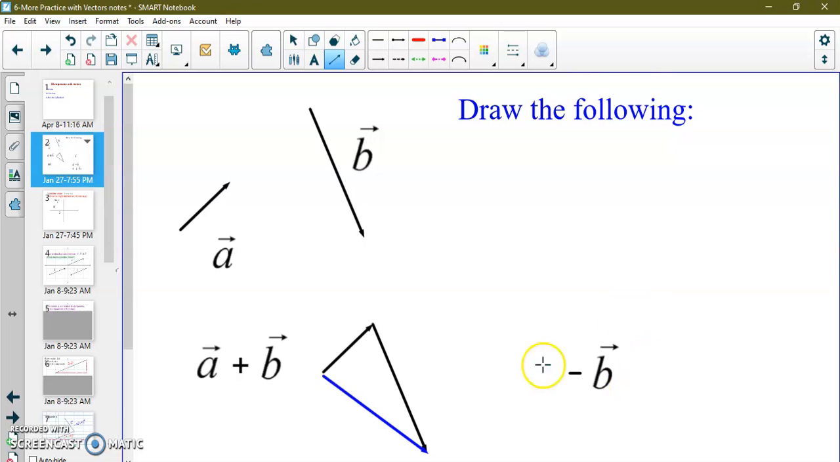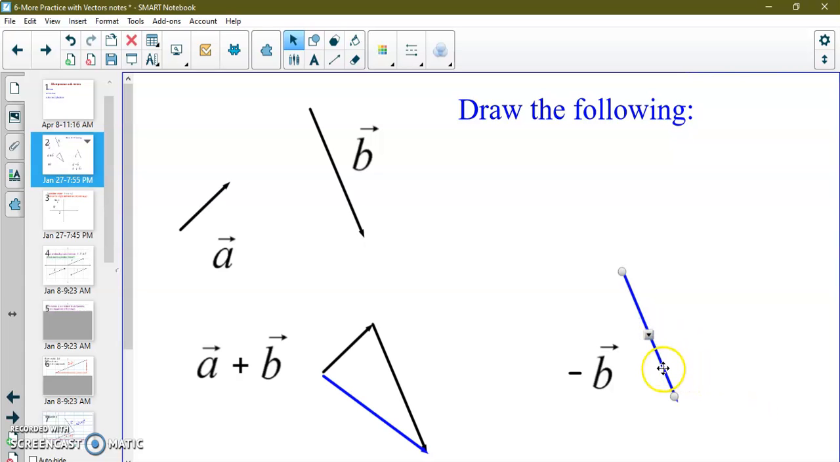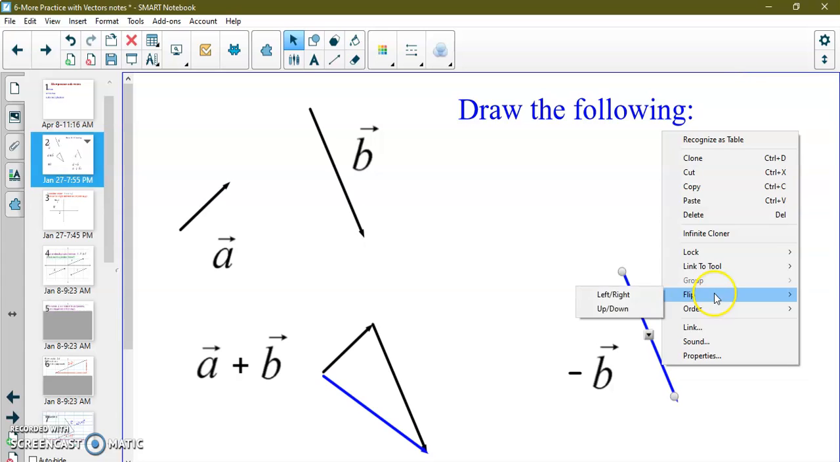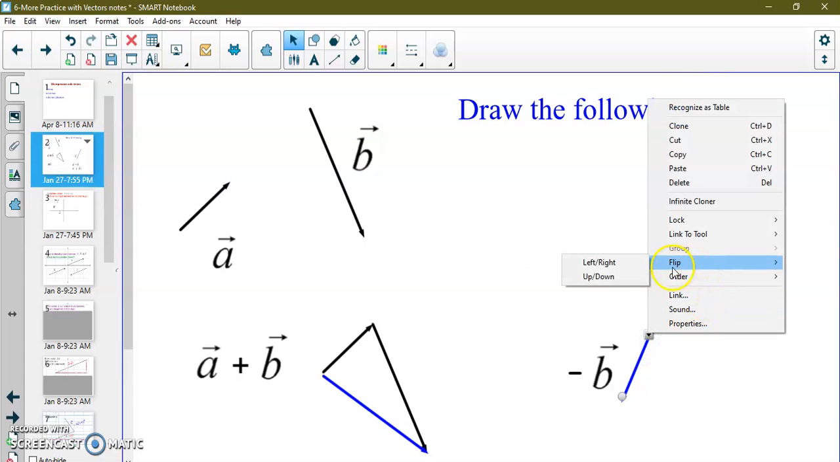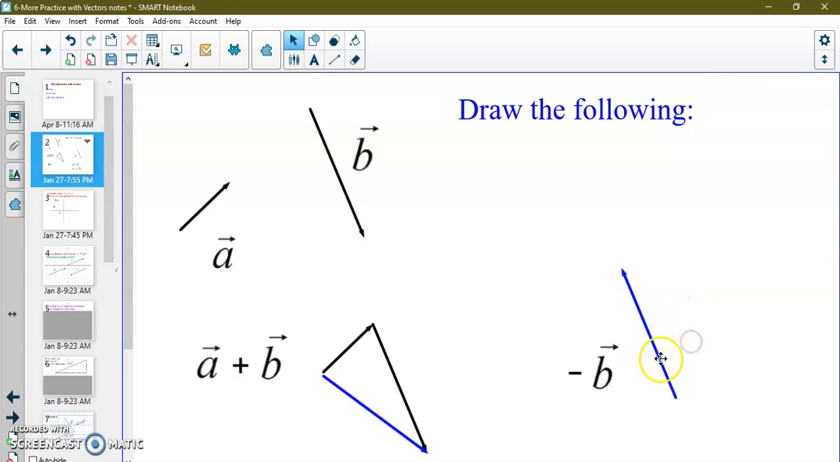Now if we look at this next one, vector negative B, so I'm just going to copy vector B here. Okay, so I've got vector B here, but this needs to be flipped and go in the opposite direction. I need to flip it both ways. We've got the same magnitude here, but now we see it's going the opposite direction.